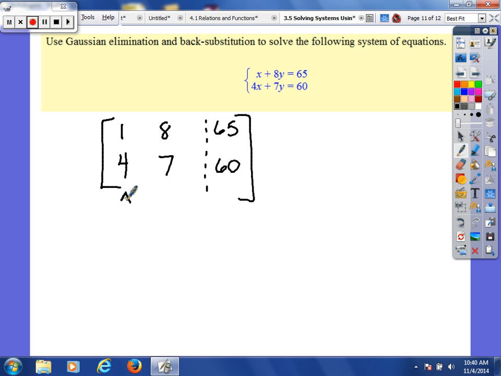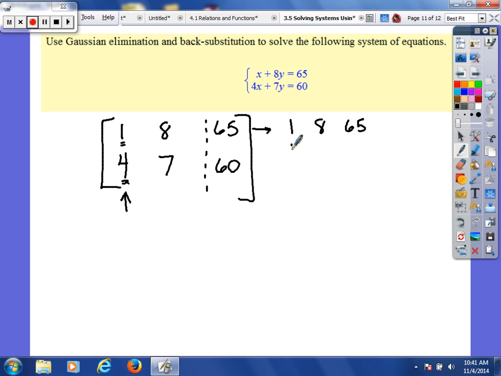Okay, we go column by column. I start column 1. I need a 1. Woo! Look at that, already there. Okay. 33% of the problem's already done. So I need to make the 4 a 0. So what do I do to make zeros? I use the row with the 1 in it. I use this row, 1, 8, 65.